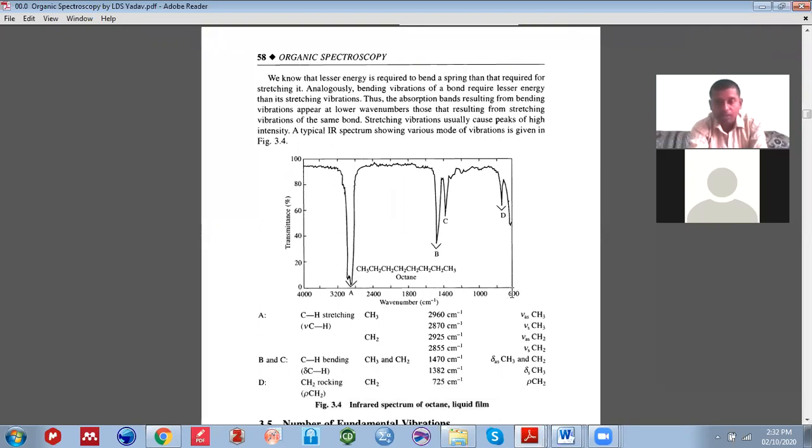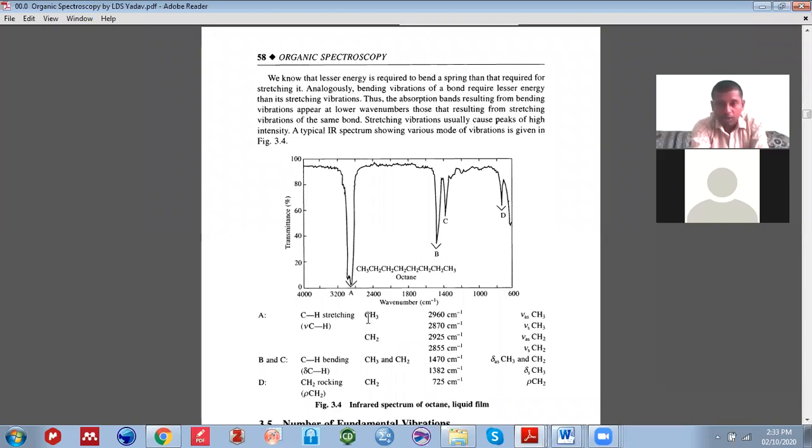In that scale, the IR scale, we get different characteristic functional group frequencies. Today's topic is characteristic group frequencies. Here, just in peak A, CH stretching, ν CH, that is CH stretching, can occur in CH3 and CH2 cases. CH3 is present in the terminal methyl group, and CH2 is present in between; except for the terminal position, all the carbons contain CH2.